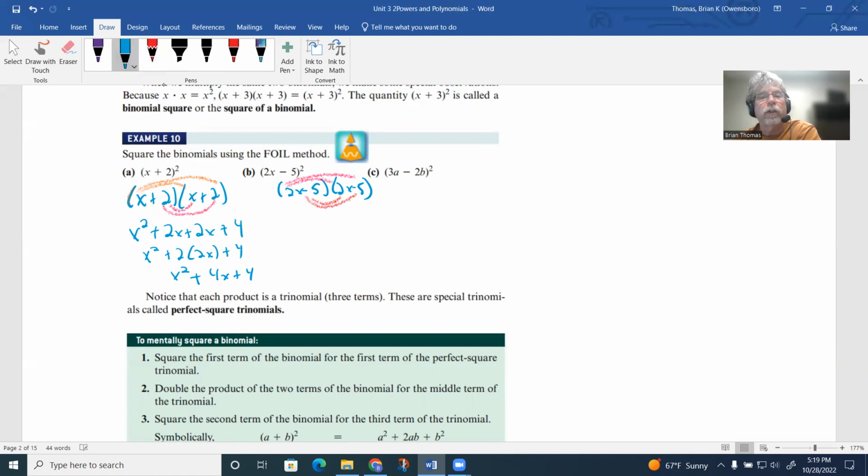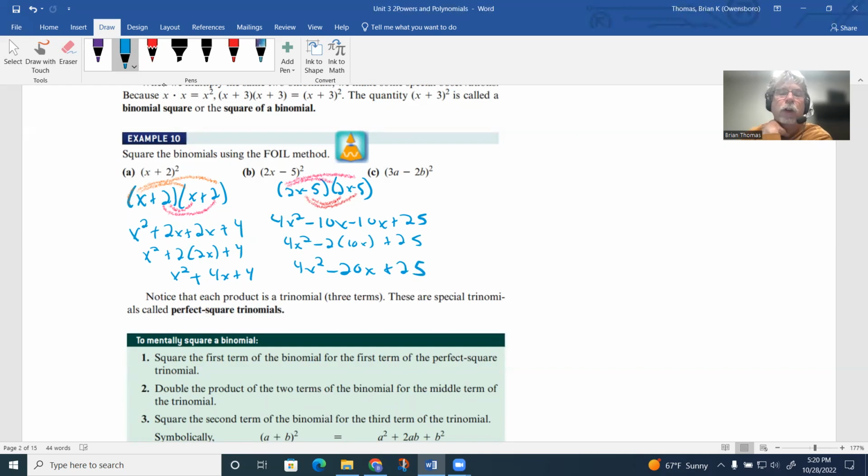So if we do that, we have 2x times 2x, which is 4x squared. Then we have the outside's going to give me a -10x. The inside's going to give me a -10x. And the last term is the -5 times -5 is going to give me a positive 25. So notice how there's a 4x squared, and there's two of those -10x's, plus this 25. So in other words, we have 4x squared minus 20x plus 25. So we're starting to materialize some patterns there that we start to discover.